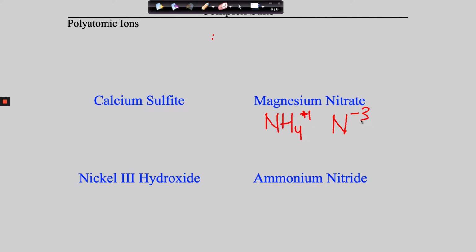How many of these dudes do we need? 3. And how many of these dudes do we need? 1. So, guys, we need NH4, but we need 3 of them. Parentheses? Absolutely. And then, guys, we need 1 nitrogen, and this would be ammonium nitride. What do y'all think? You good?